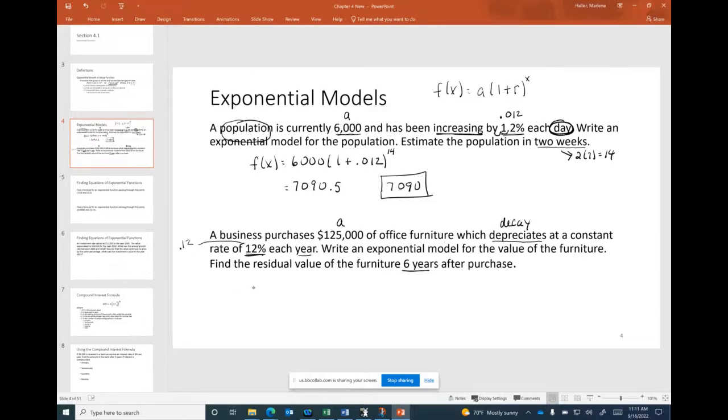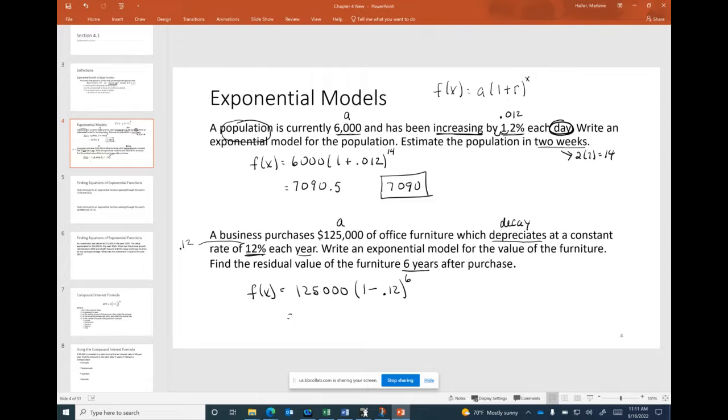Okay, so this function here is going to say my initial value, the 125,000, times, and instead of 1 plus the rate, I want to say 1 minus, because it's a decay rate or a depreciation rate. So 1 minus 0.12. Again, then raised to the x power. x is usually time. In this case, it's years. So I'm going to raise it to the 6th power, right? Because our units match. So I'll put that in my calculator.